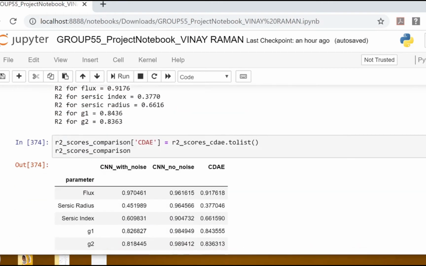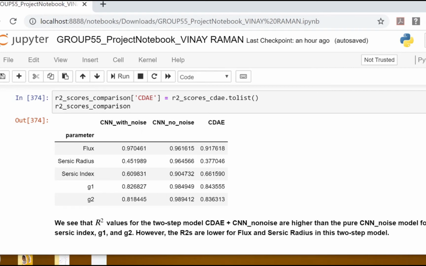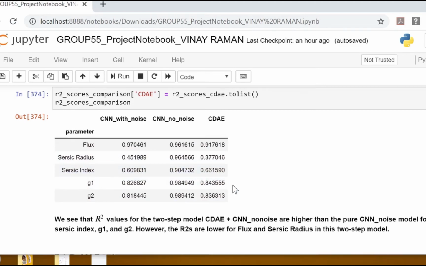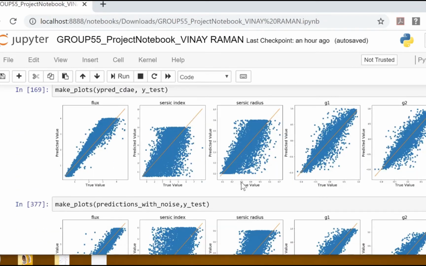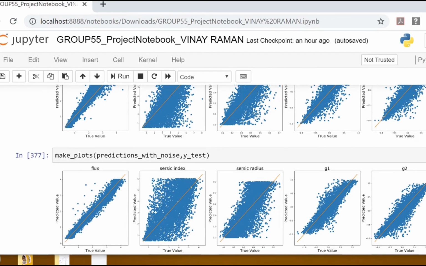We look at the performance and compare it with the CNN model that was trained on noisy images. We see that it does better for three parameters: Sersic index, G1, and G2. However, for Sersic radius and flux, the performance is not as good, as evident from the R-square values. The same goes for the root mean square and mean square error values. Here is a plot of the predicted value and the true value for two different cases. The top one is the two-step model, and the bottom one is the CNN model that was trained on noisy images.